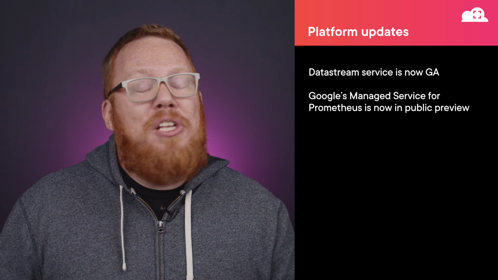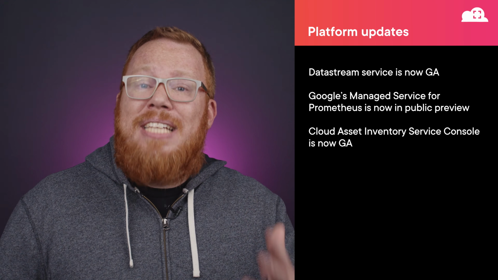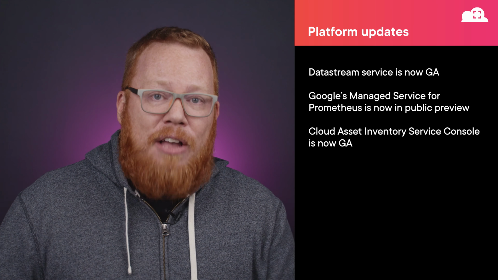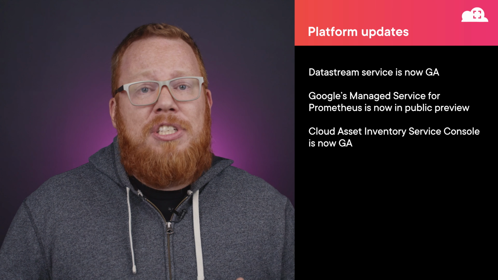Next, I announced last month that Google's managed service for Prometheus was in private preview, but things move quickly in the cloud, and the service has now progressed to a public preview. So if you want Google to manage Prometheus for you, you can directly test it out. Next, the console experience for the Cloud Asset Inventory service is now generally available. This feature enables you to access the information from the time series database of your cloud resources without having to leave your browser.